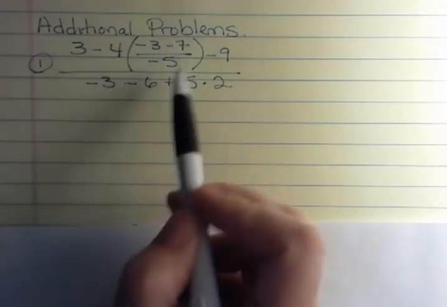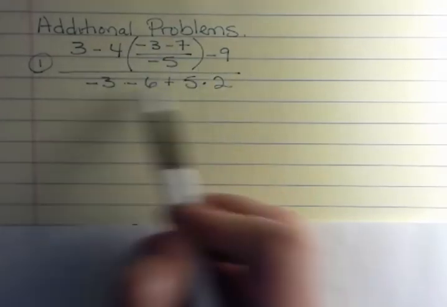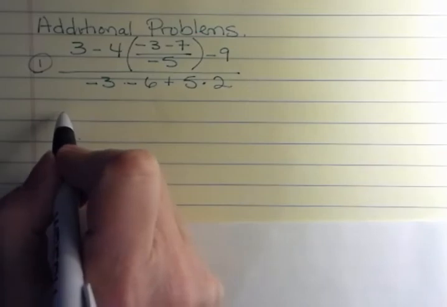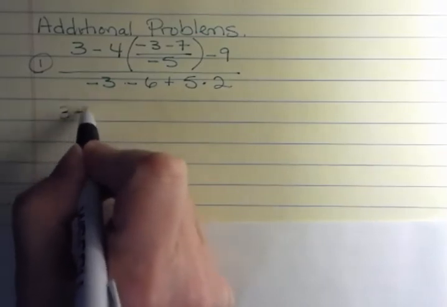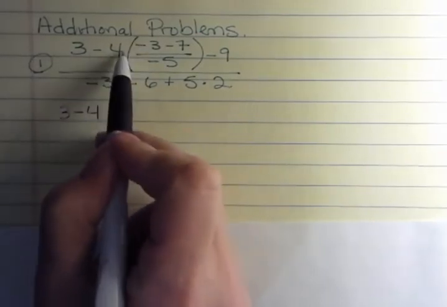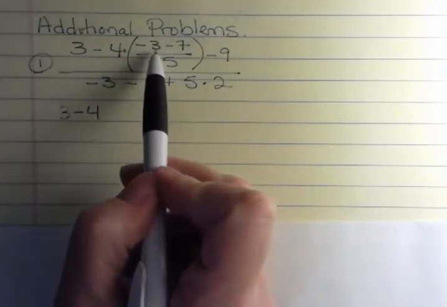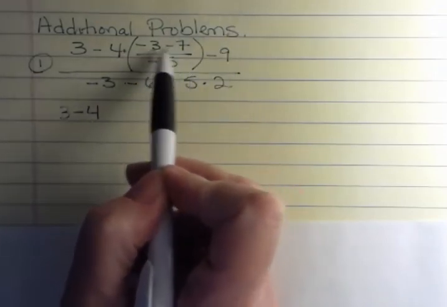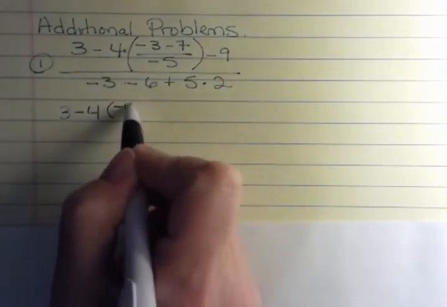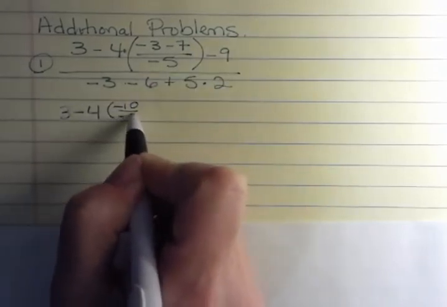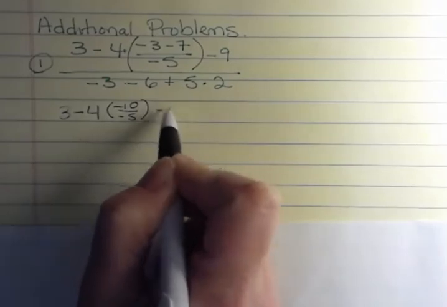When you have a fraction, of course, you're going to take care of the numerator, then you're going to take care of the denominator. In the numerator, I have 3 and 4. I can't combine those because this 4 is going to multiply what's in there. So I'm going to simplify in here first. Negative 3 minus 7 is negative 10. And I have negative 5 on the bottom.